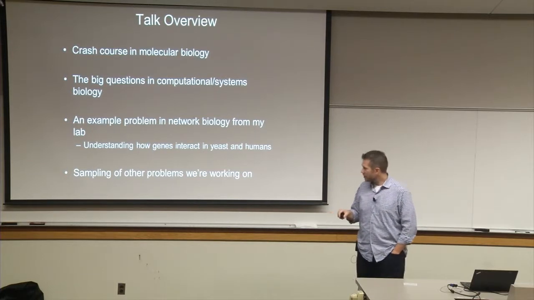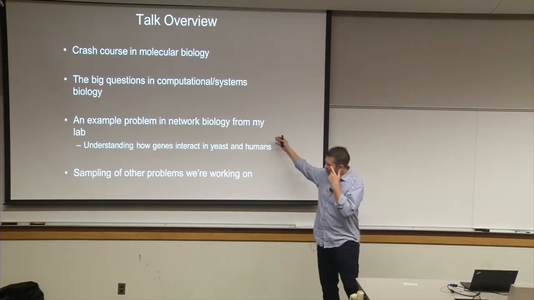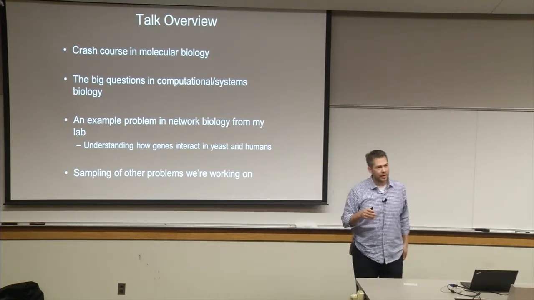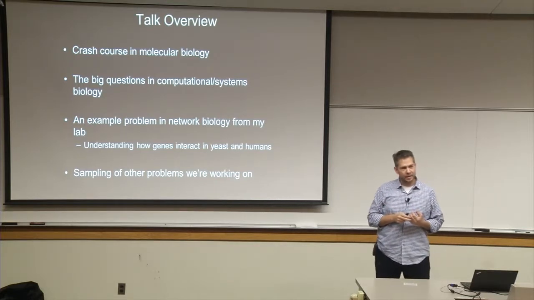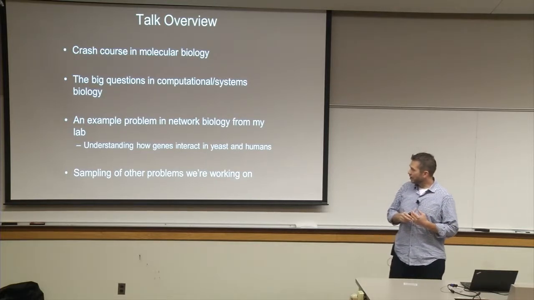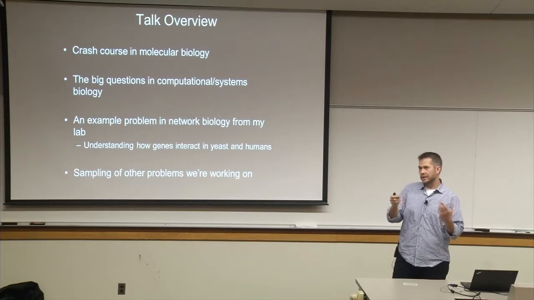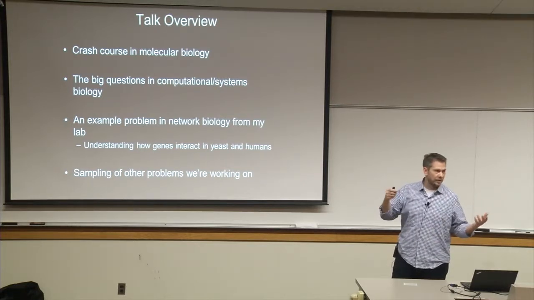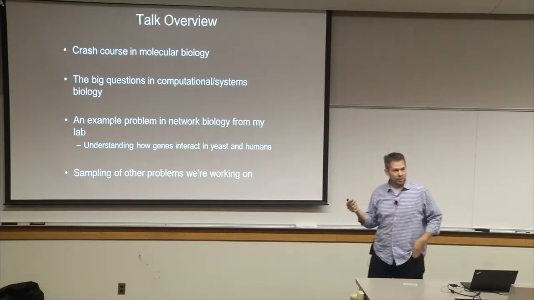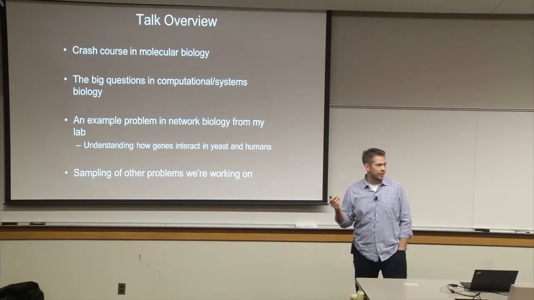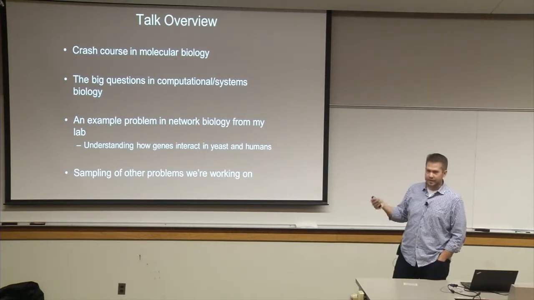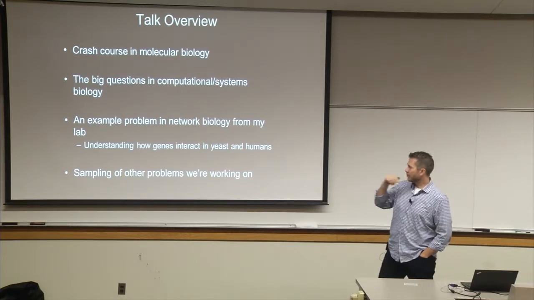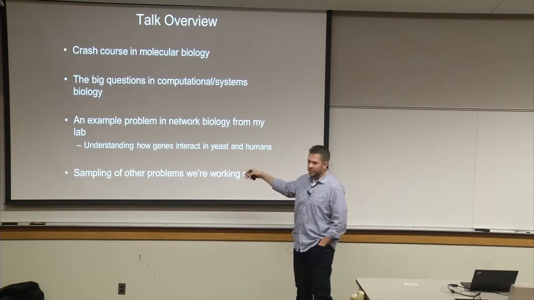I'm going to spend most of my talk talking about an example problem that we've been working on in my lab over the last decade, really, which involves trying to understand how genes come together to result in phenotypes, like the color of my hair, the color of my eyes, or whether or not I get a disease. So this is really a network problem, and so there's a lot of interesting computational methods that are required to make sense of that.